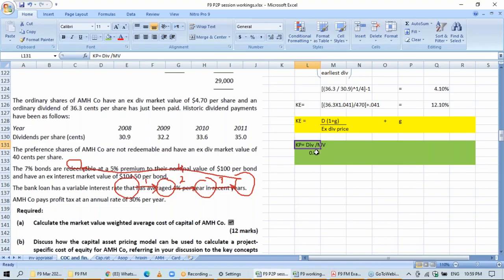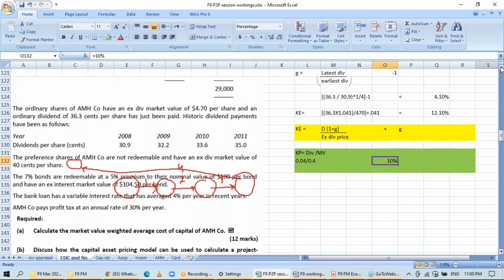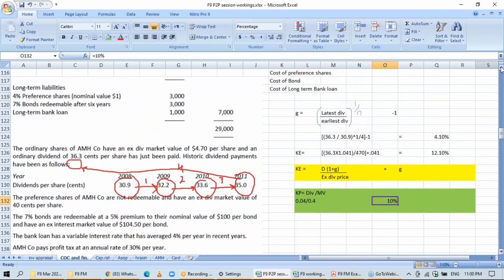So 0.04 divided by its market price. The market price of the preference shares was 0.4. So this makes 0.04 divided by the market value, and this gives you 10%. Multiply this by 100 to arrive at the 10% rate. So there we go, the cost of preference shares has been calculated to be 10%.